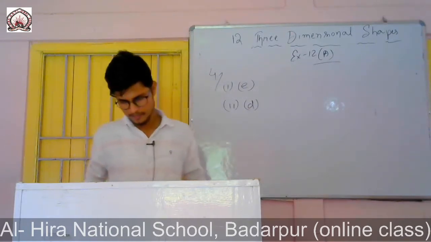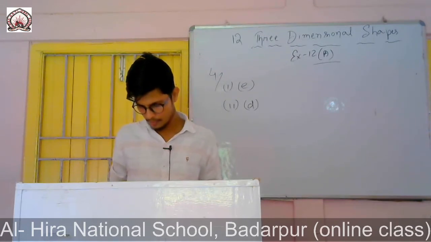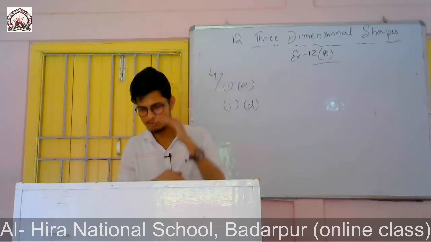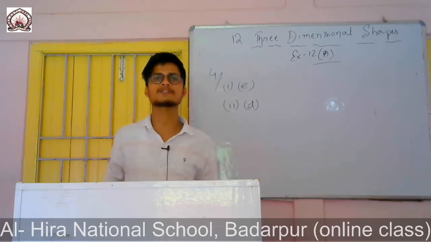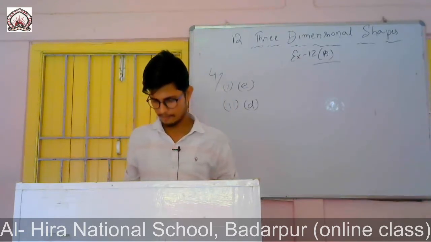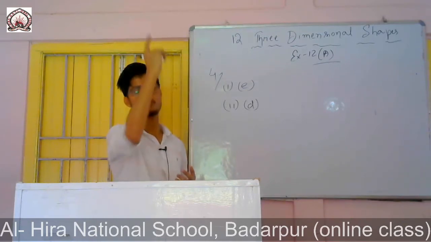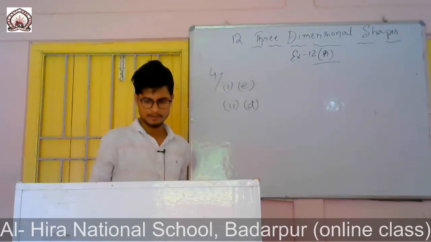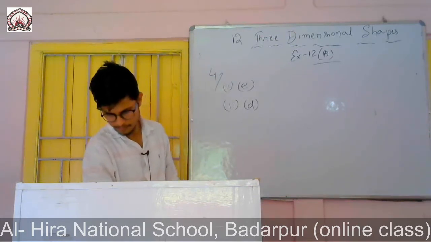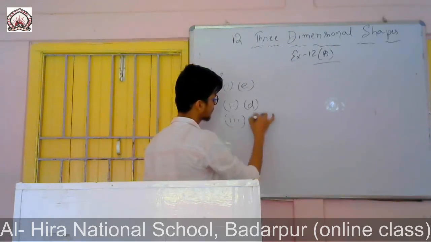Then 3. One curved surface, 2 plane faces of equal size. So curved surface should be there and 2 plane faces. So only in case of cylinder you will find 2 plane faces of equal size and a curved surface. Yes, this one and that one. So in case of cylinder only it is possible. So answer will be 3. Where is cylinder? It is B. So 3 answer it is B.